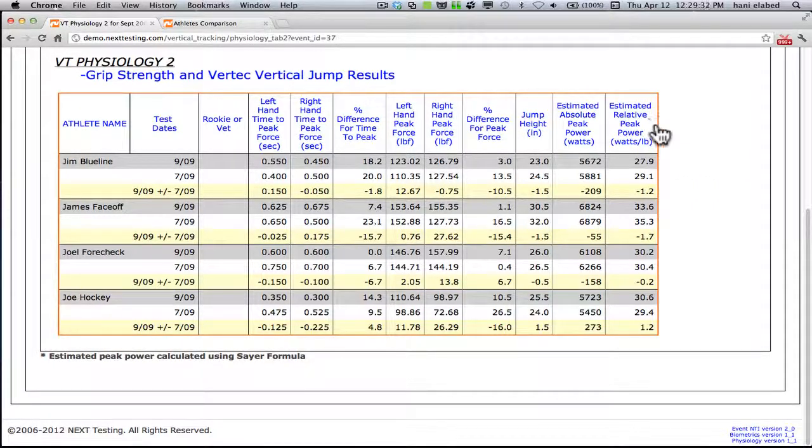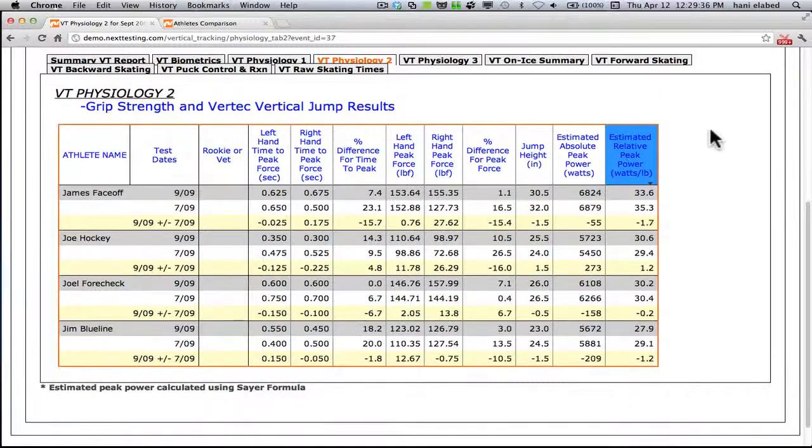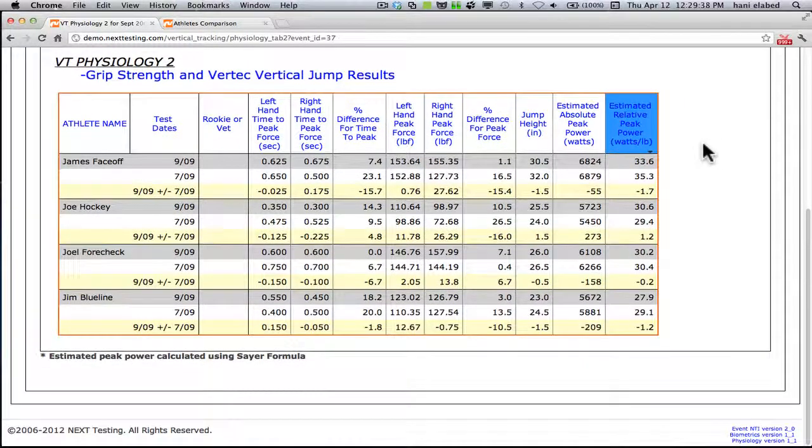Let's look at the estimated relative peak power. Of course we can sort here. Let's sort by descending. This is the highest, the person who's got the highest relative power. They've got 33.6 watts per pound, and this is most recently. And their previous value in July of 2009 was 35.3.